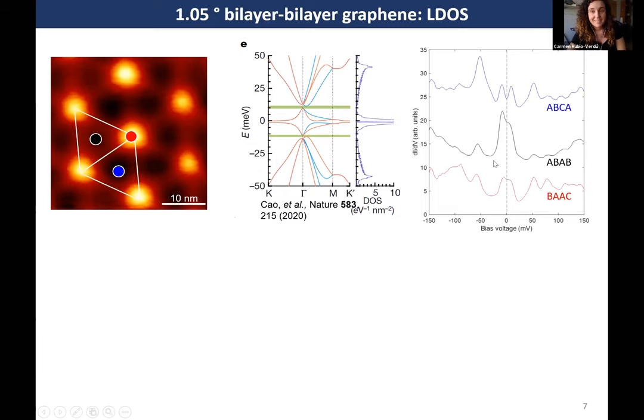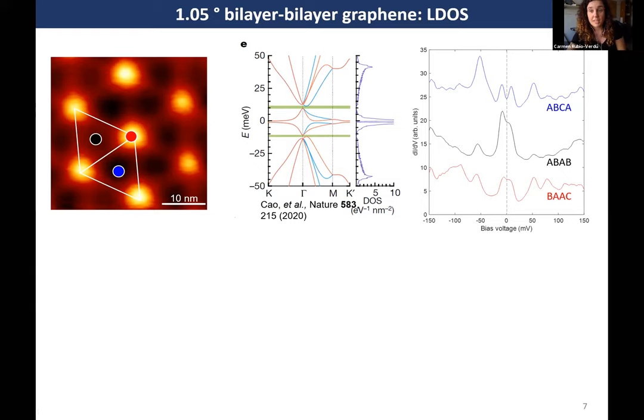But the thing is, this dI/dV that I show you is not obtained in the AA sites, the bright spot. It's in one of the two inequivalent domains. So if we look at the spectroscopy on each of the three inequivalent sites, what you can see is that the flat bands and the remote bands are present in all the three sites. It's just that the ratio of the spectral weight changes from one site to the other, right? So what we can anticipate already is that there's going to be some interesting distribution of the local density of states.